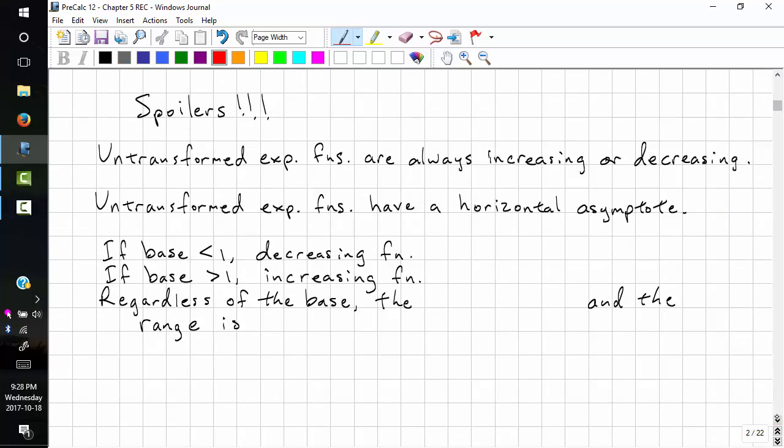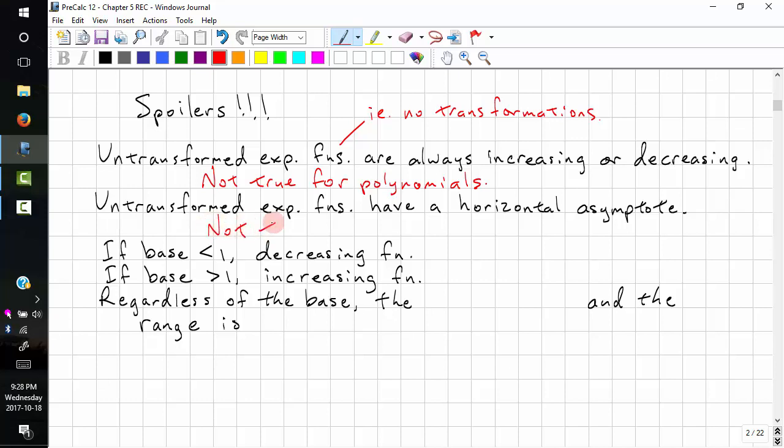So, for untransformed exponential functions, i.e., no transformations, they're always increasing or decreasing. And this is not true for polynomials. So you're looking at a different kind of function. Untransformed functions have a horizontal asymptote. And again, not true for polynomials.